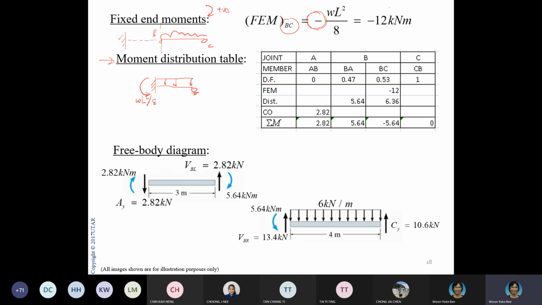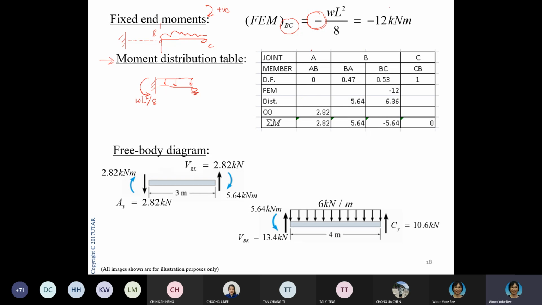Then this is the distribution factor which you established earlier. At the wall is 0, at the roller is 1. Then these are the 2 ratios. If you add them together, you should get 1, because the summation of distribution factors at each joint is always 1. Okay. Then you establish your fixed end moment, which you got here. You put it under BC.